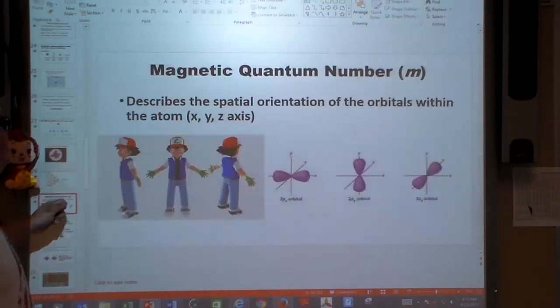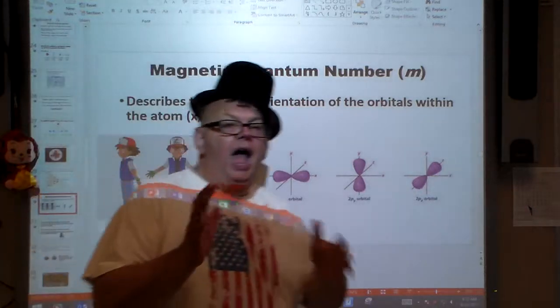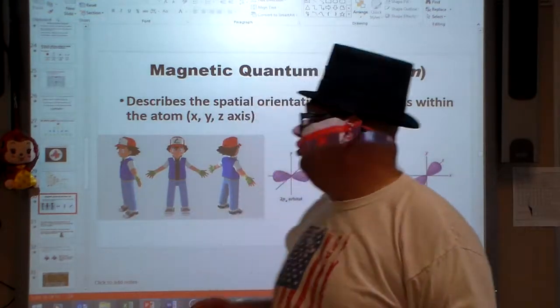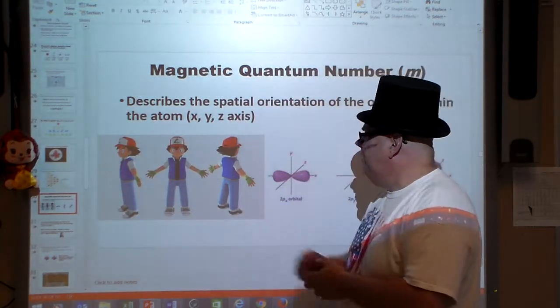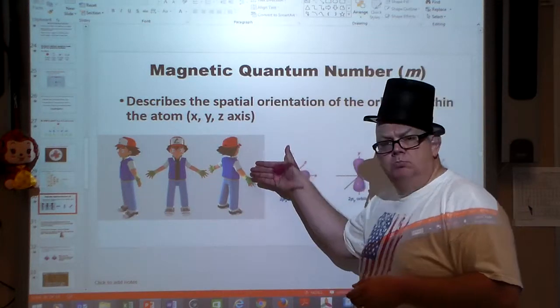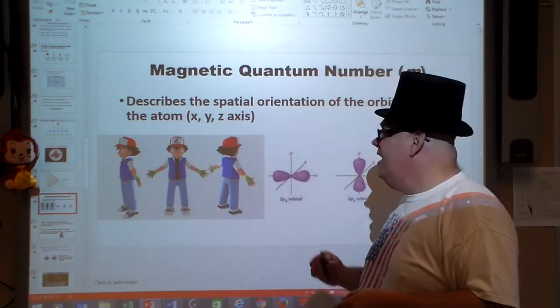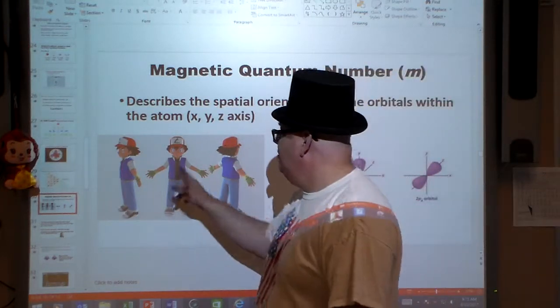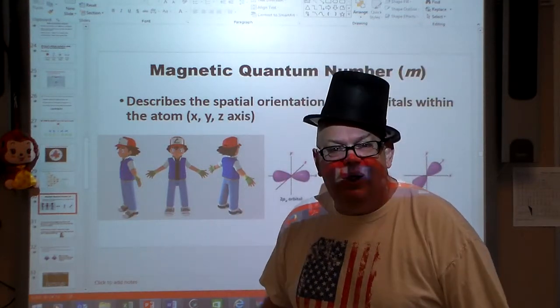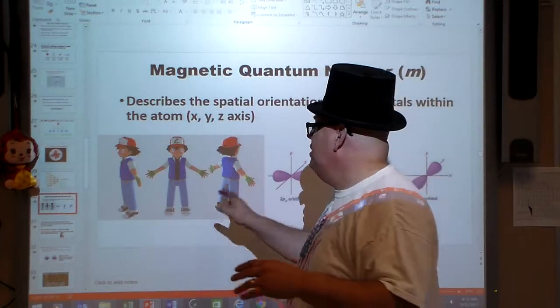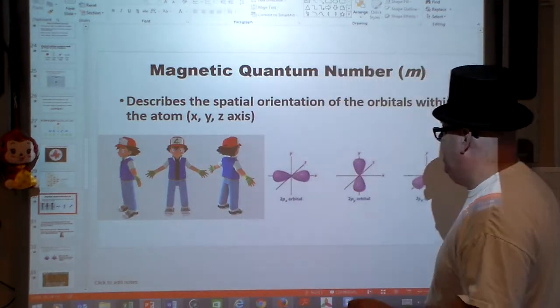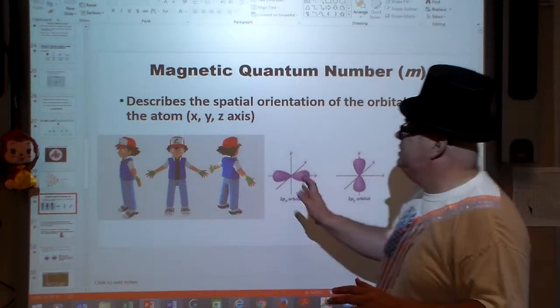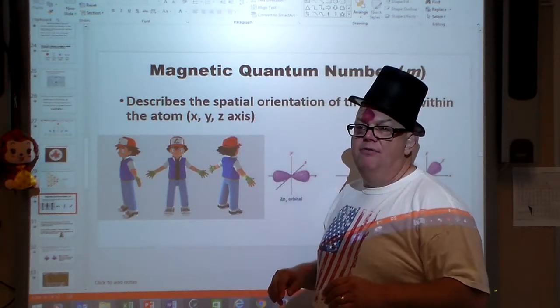Now we're going to look at the third part of the address. How is it that they're arranged in three-dimensional space? Well, let's take a look at Ash Ketchum here of Pokemon fame. You notice he has the exact same pose, but you're seeing him in a different angle. He's arranged in three-dimensional space differently. And that's what's happening with these orbitals in those sublevels.